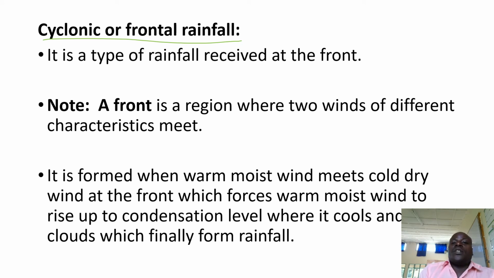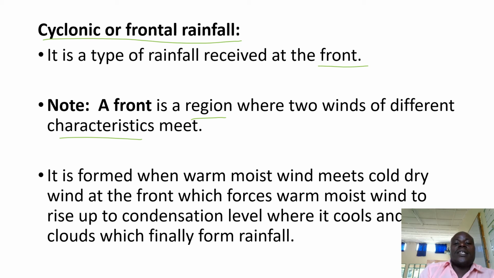It is a type of rainfall received at the front. We need to understand what the front is. A front is a region where two winds of different characteristics meet. It's a region, it's a boundary where two winds of different characteristics meet. What does it mean? One wind is warm and another wind is cold and dry.